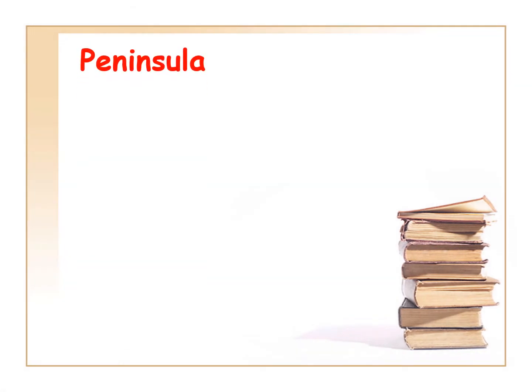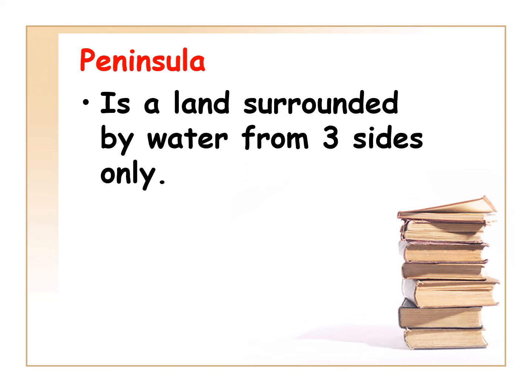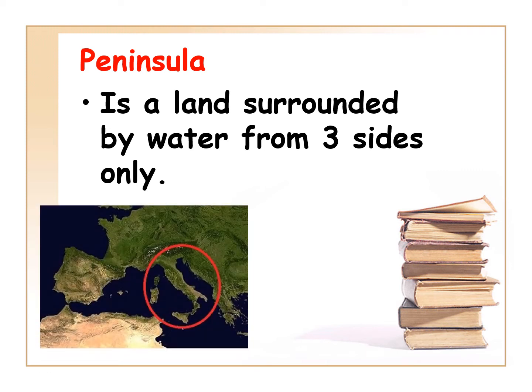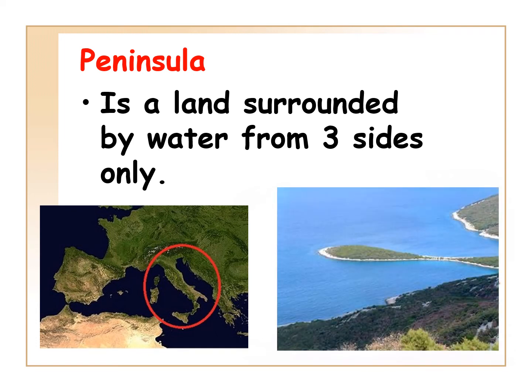Now we'll come back to the lesson and what the lesson wants you to learn. It's peninsula. What is a peninsula? It is a land surrounded by water from three sides only. Okay, I'll repeat that for you. A land surrounded by water from three sides. You see that image there? That's a land which is surrounded by water on three sides. That's a peninsula.